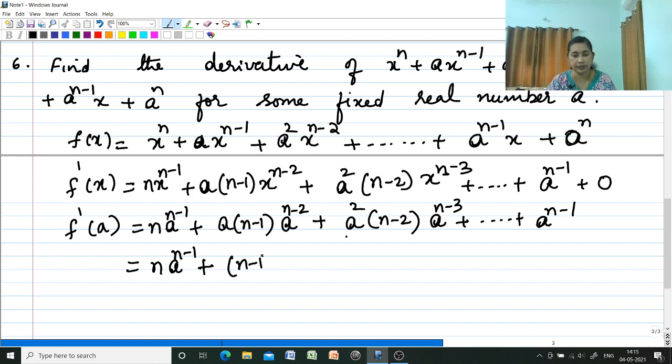So n minus 1 is common. So a into a raised to n minus 2 means, a raised to m into a raised to n is a raised to m plus n.